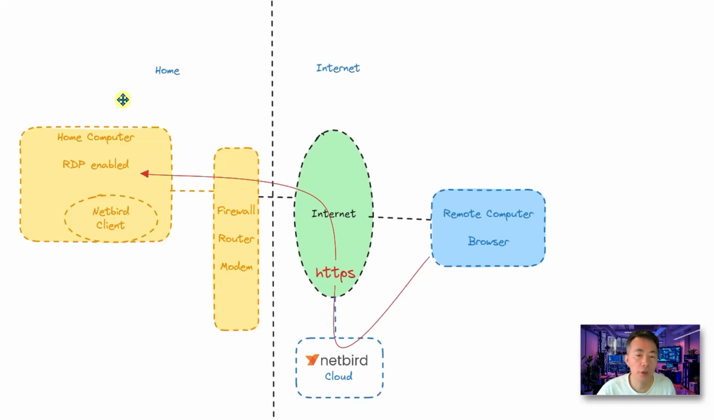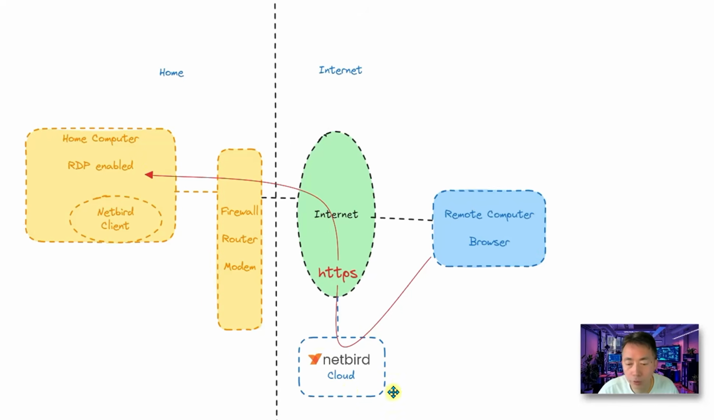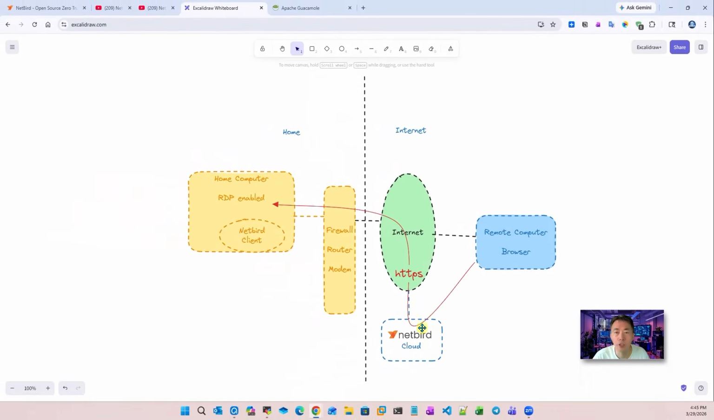The machine sitting at your home has the Netbird client installed. Of course, RDP has to be enabled so we can use the browser to connect into it. There's a benefit for this solution, which is you don't need to install any software on your remote computer. You can just use your browser, HTTPS, get in, of course, through Netbird Cloud, the SaaS solution platform.